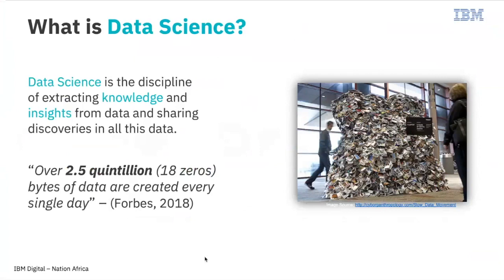What is data science? Data science is the discipline of extracting knowledge and insights from the available data and then sharing your discoveries with everyone. Data science is now more important than ever because now we are surrounded everywhere by data and more data is being created every single second, whether it's in the emails that we send, the photos we take, or the hospitals that we go to. Almost everything creates data today. According to a recent study done by Forbes, 2.5 quintillion bytes of data is being used every single second. A quintillion has 18 zeros. That's a lot of data.